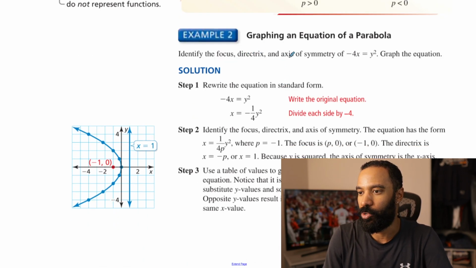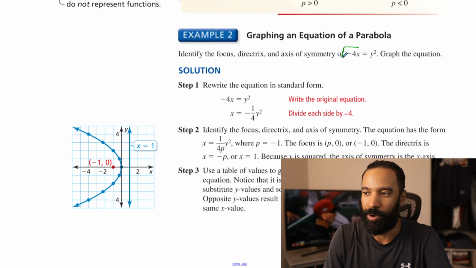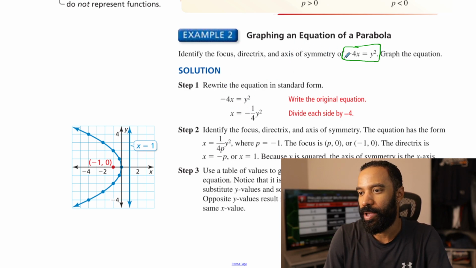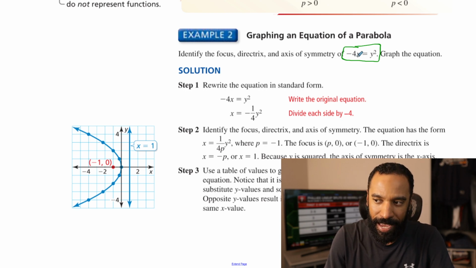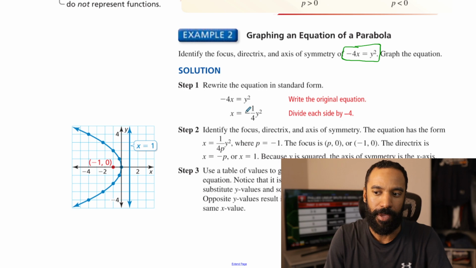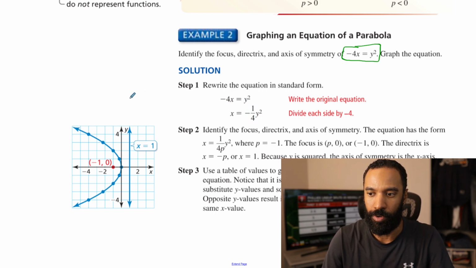Okay, identify the focus, directrix, and axis of symmetry of negative 4x equals y squared in this equation. Graph the equation. They say rewrite the equation in standard form. Now, if you notice, x is the one that is not squared, y is the one that is squared. So you want to get x by itself, make it say x equals negative 1/4 y squared. In this case, your a value is negative 1/4.